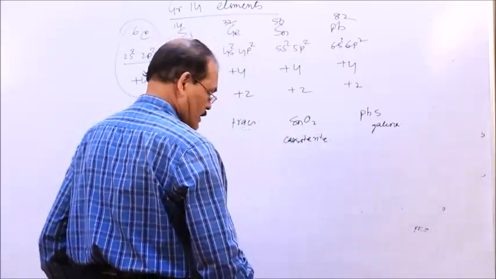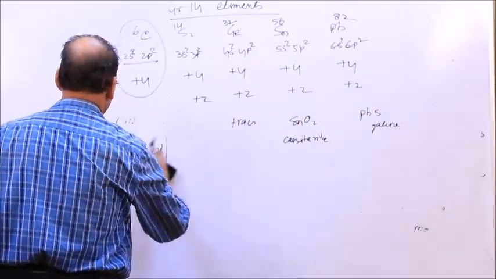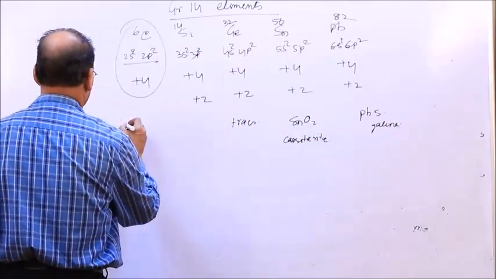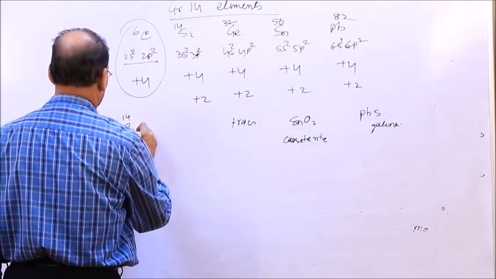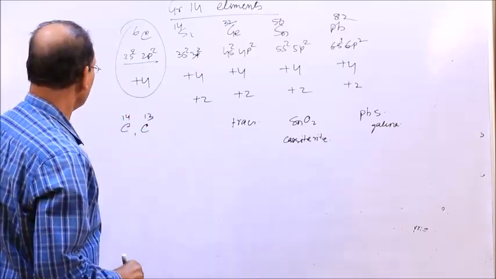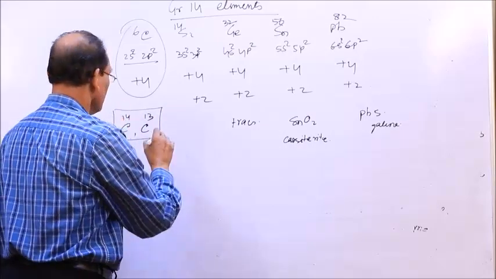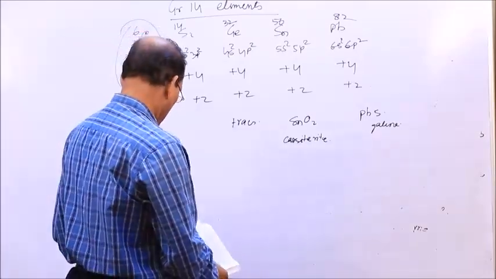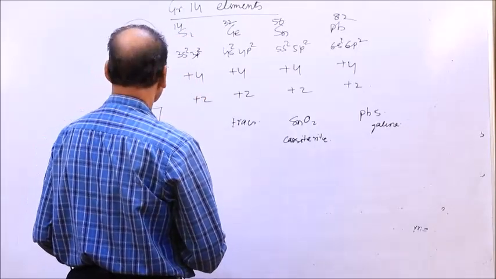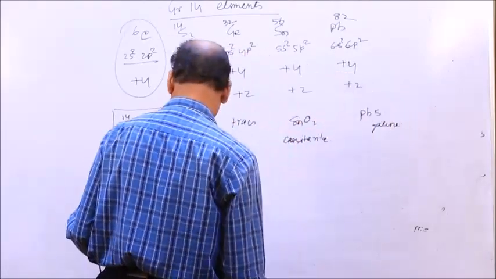Sometimes carbon has isotopes, that is carbon 14 and carbon 13 isotopes are available. These are used in nuclear chemistry. So the electronic configuration, as we have already discussed, is ns2 np2.